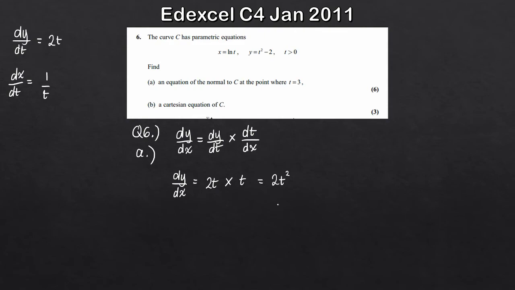Now we want to consider what happens when t equals 3. So when t equals 3, what we do again is work out our x coordinate, work out our y coordinate, and we work out the value of dy by dx at t equals 3. So if we do that step by step, when t equals 3, x is equal to ln of t, so ln 3. y is t squared, so 3 squared minus 2, so 9 minus 2, which is 7. So if we call this the point P, P in that case will be ln 3, 7.